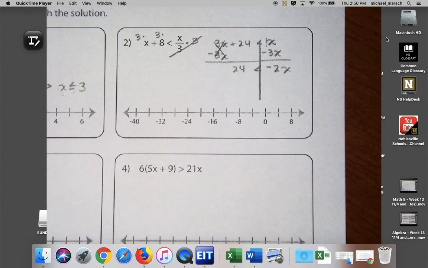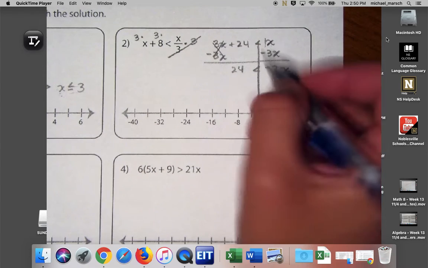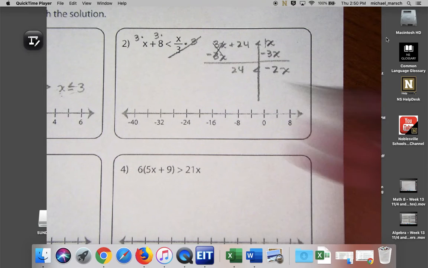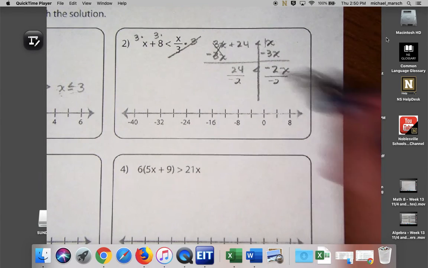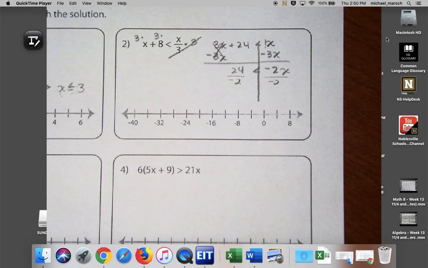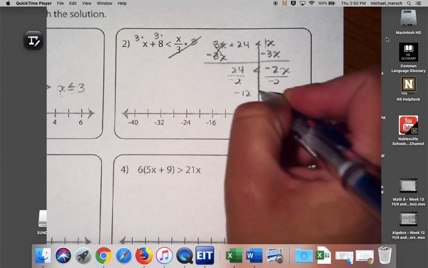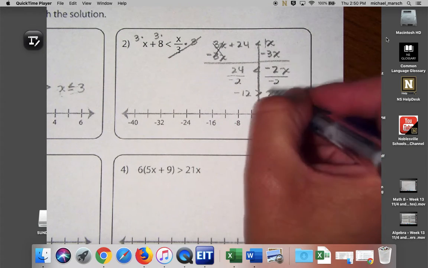Mason, what am I going to do now? Divide by negative 2. What do I have to do when I divide by a negative? You have to flip the sign. Allie, is that what you're going to say? Flip the sign. So I've got negative 12 is greater than x.